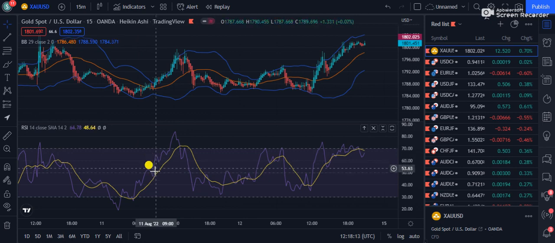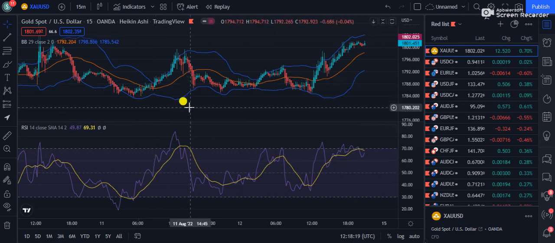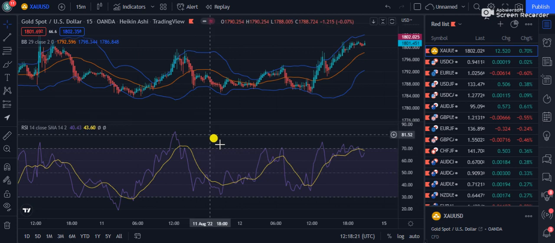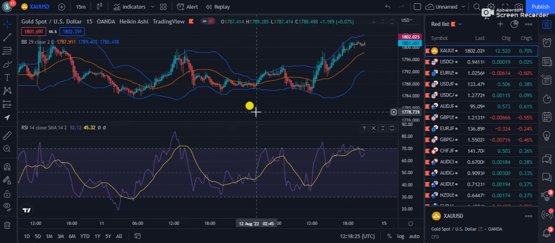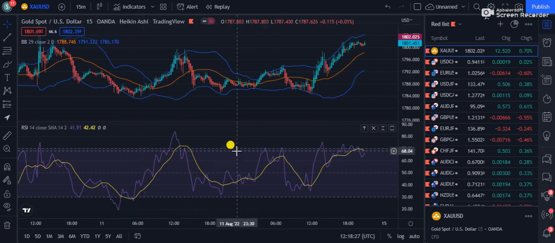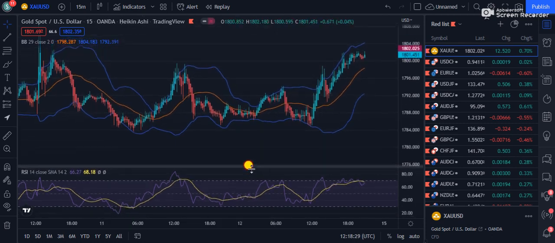I'm using the word extremely overbought, which means that we are not going to use it inside the middle zone. Some traders are using it at the 50 level. Actually, when we talk about the Bollinger Band, it is always advised to use the Bollinger Band strategy at the extreme overbought and the extreme oversold levels, exactly like this that you can see on my screen.